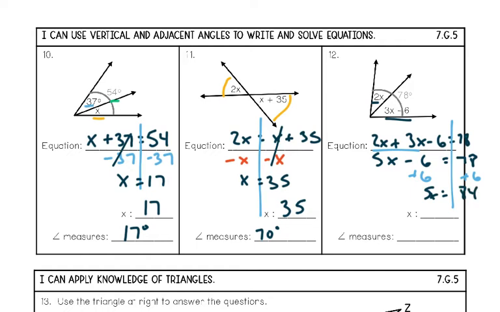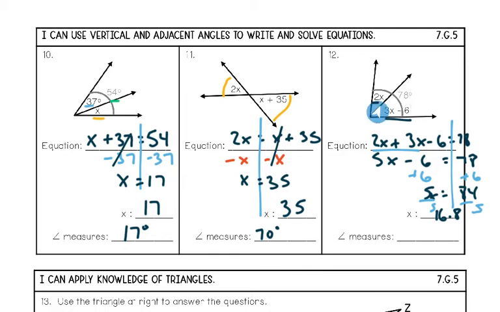And then I want to get rid of that times 5 with a divide by 5. And if I do it to one side, I have to do it to the other side. So 84 divided by 5 gives me my answer. X equals 16.8. Now, I'm not done yet because I need to figure out what each angle measures.